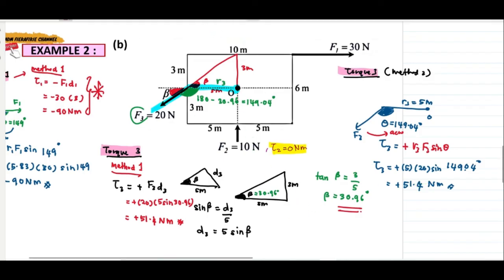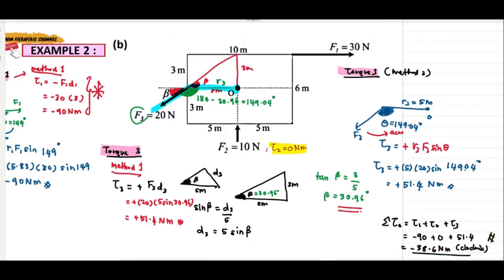Okay, so soalan suruh kita kira total torque. So, kita boleh terus kira total torque at point O is equal to torque 1 plus torque 2 plus torque 3. So, torque 1 is equal to negative 90 plus torque 2 is 0 plus torque 3 is 51.4. Okay, so nanti you akan dapat nilainya adalah negative 38.6 Newton meter. And the direction is clockwise direction. Okay, so this is the answer. So finish example number 2.